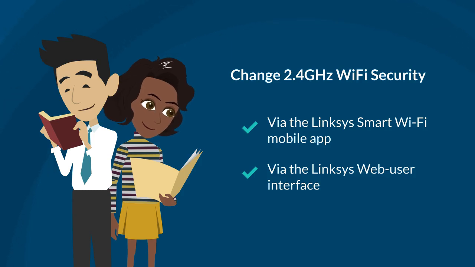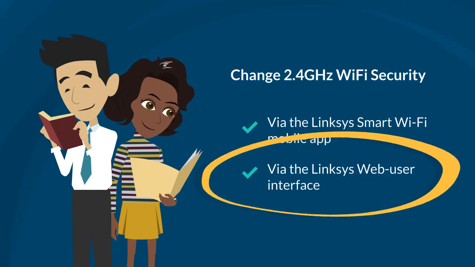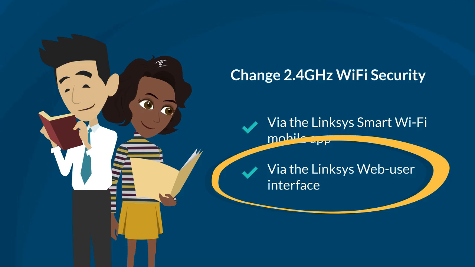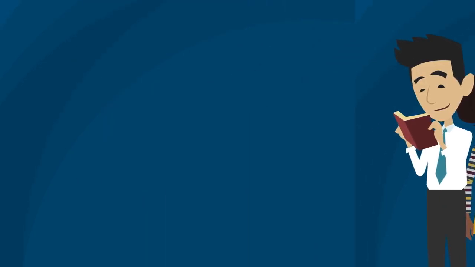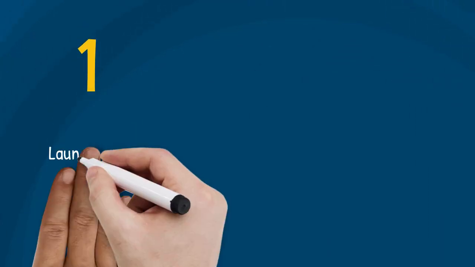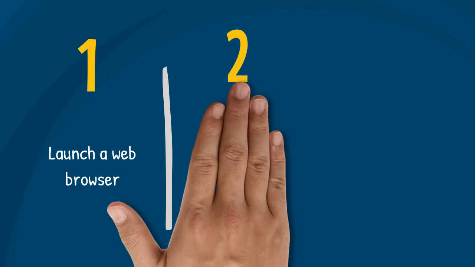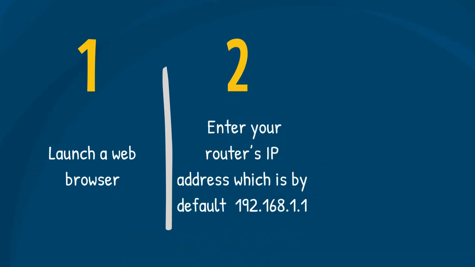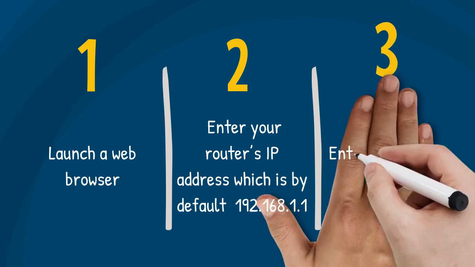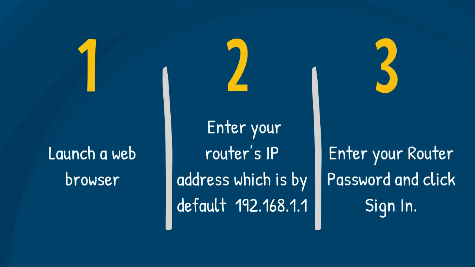In this video, I will show you how to change the 2.4 GHz Wi-Fi security via the Linksys web user interface. Follow these steps to access the web user interface of your router. First, launch a web browser. Second, enter your router's IP address, which is by default 192.168.1.1, and then press the Enter button. Third, enter your router password and click Sign In.